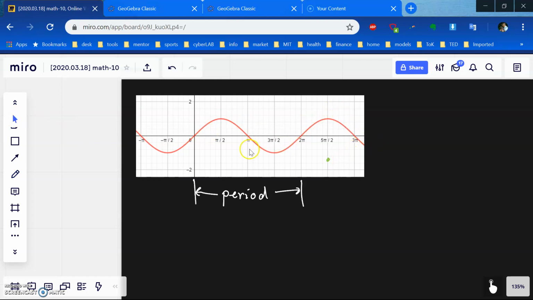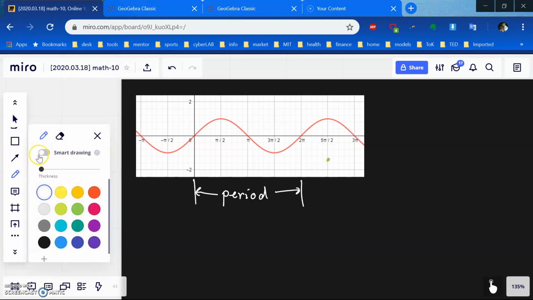That becomes another period. By the way, you could start it here and go to here. It's wherever you go from here to here. It's the distance from any point on this curve to the same point where the same pattern starts again.